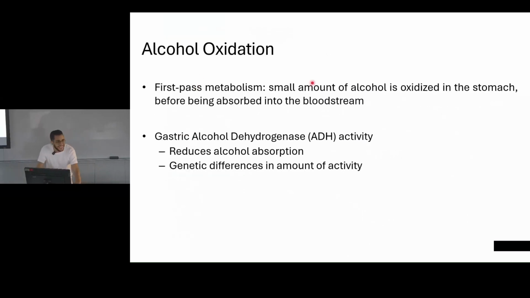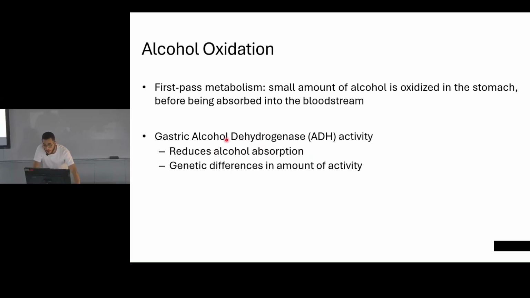So there's also a little bit of oxidation of alcohol that happens in your stomach. Okay, so the first place where alcohol gets actually converted is in your stomach, but most of it happens outside of the stomach. It happens in the liver. Okay, so in the stomach, there's this gastric alcohol dehydrogenase, which will start oxidizing the alcohol, and this will signal to reduce alcohol absorption. Okay, because you don't want to absorb it too fast.